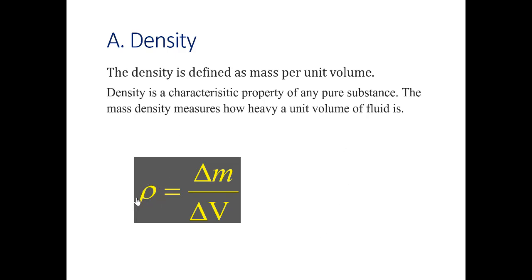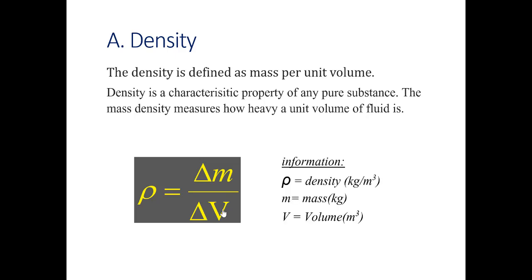Okay, so here is the formula. Rho, this is the symbol of rho, represents density, equals the mass, the total mass, divided by the total volume. Rho is density in kilogram per meter cubic, m is mass in kilogram, V is volume in meter cubic.